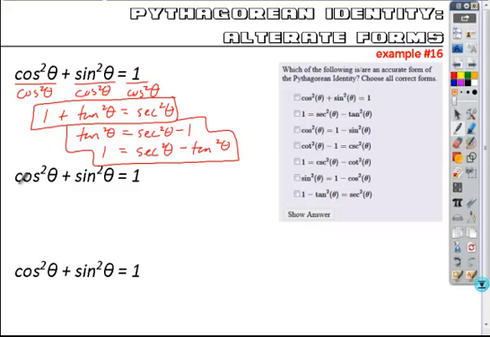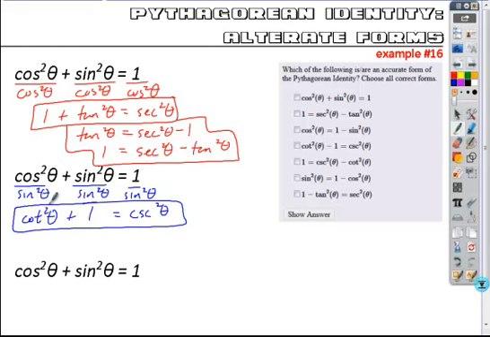Okay, what if we divided everything by the sine squared? If we divided everything by sine squared, here we get cosine squared over sine squared, which is cotangent squared, plus sine squared over sine squared, which is 1 over sine squared, which is cosecant squared. So here would be one of our other alternate forms.